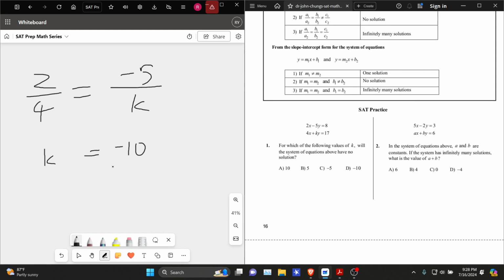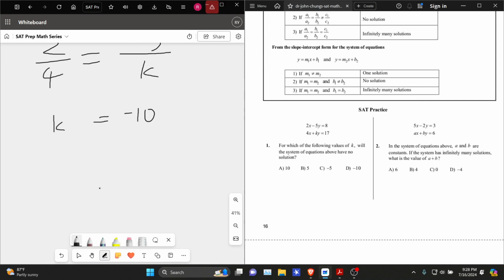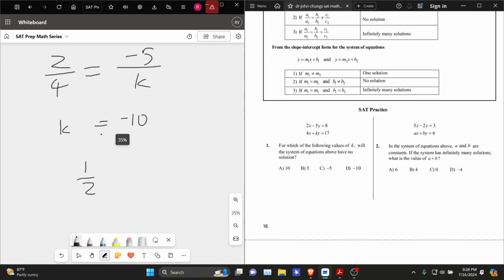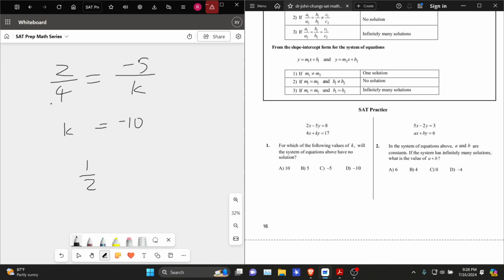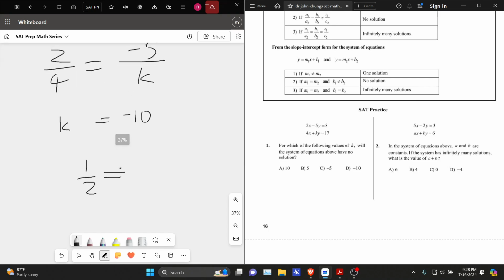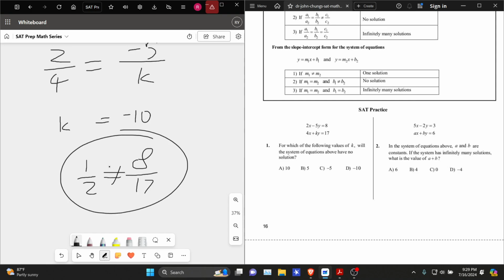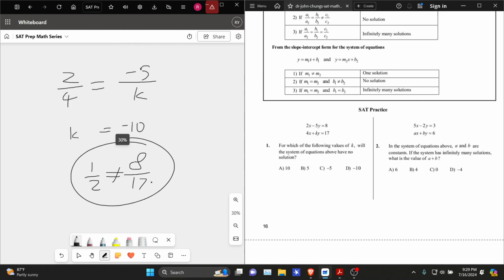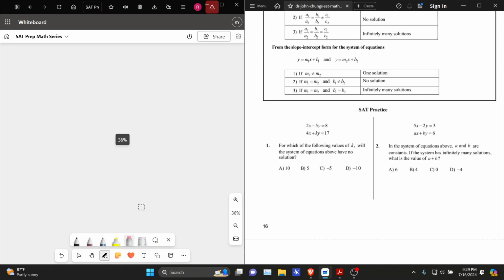And for it to have no solutions and not infinitely many solutions, 1 over 2, the ratio that's common within this 2 over 4 and this negative 5 over negative 10, cannot equal 8 over 17, which we can quickly tell by eye is true. This inequality is true. That means the answer is D.